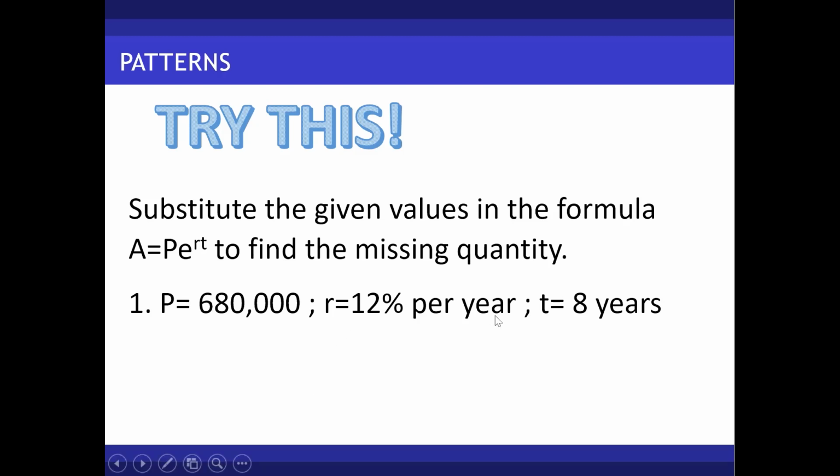So let's try this, class. Substitute the given values in the formula A equals P times e raised to rt to find the missing quantity. So for number 1, P equals 680,000, r is 12% per year, and t equals 8 years. You can pause the video and try answering this on a sheet of paper. Then later, I will reveal the answer.